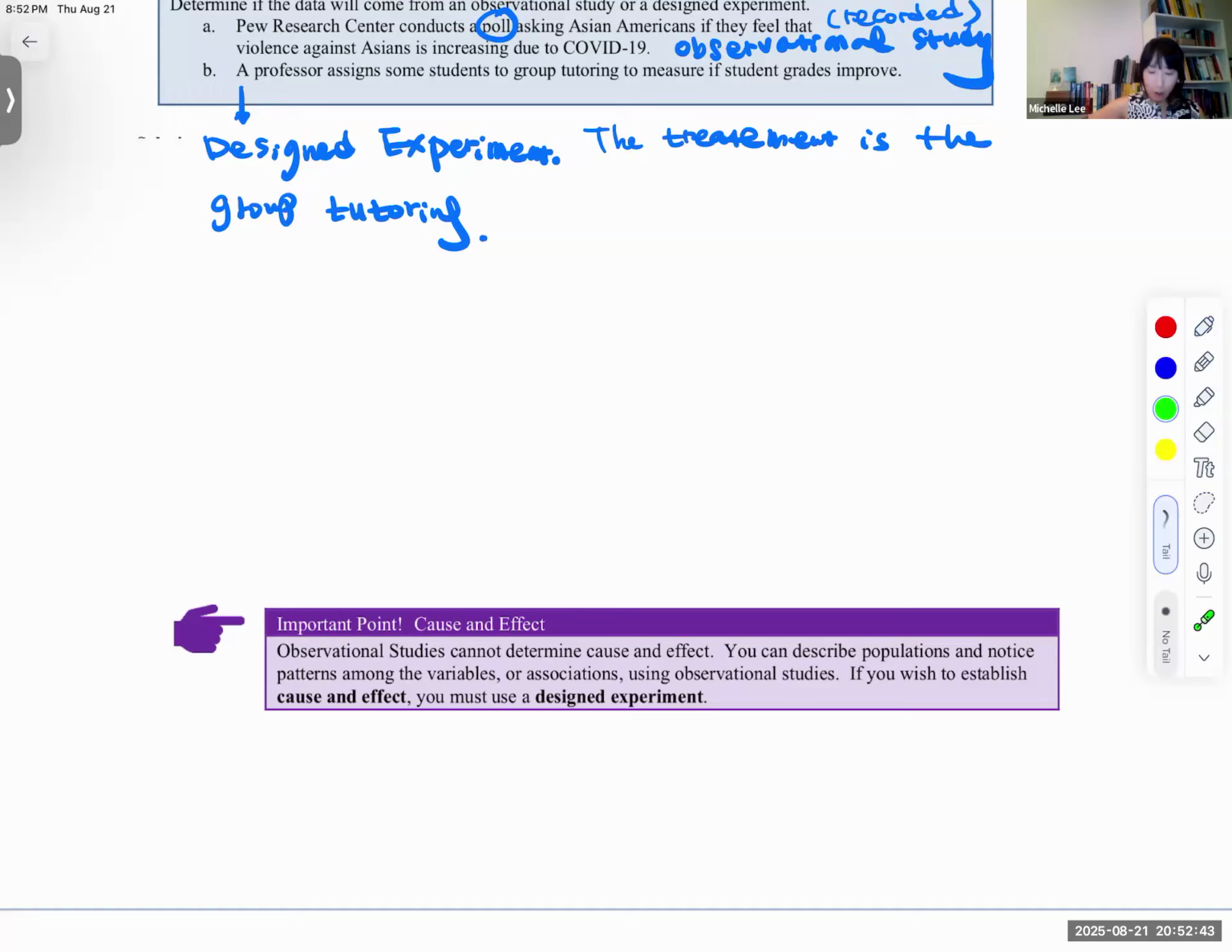Yeah. All right, then we have cause and effect. Let me read. Observational studies cannot determine cause and effect. You can describe a population and notice patterns among the variables, or associations, using observational studies. So we talk about association for observational studies, and for designed experiments, we say cause and effect, right?